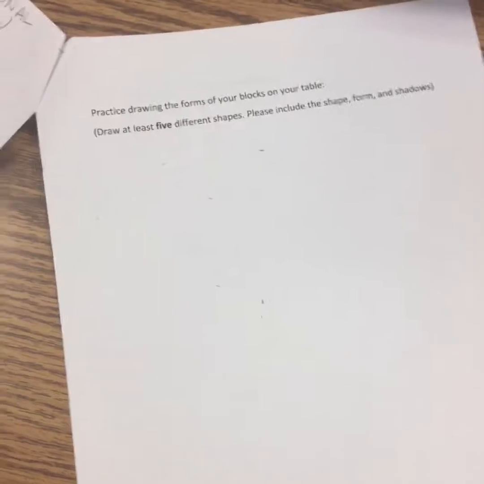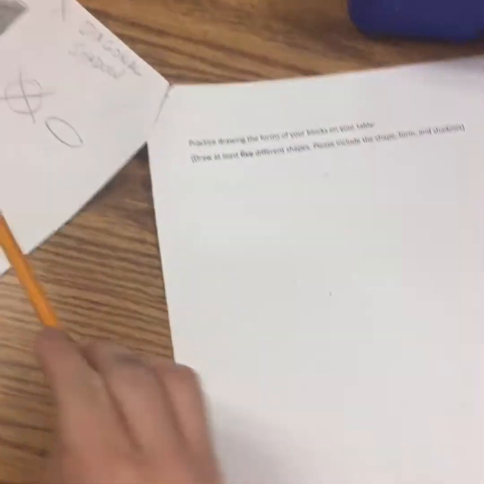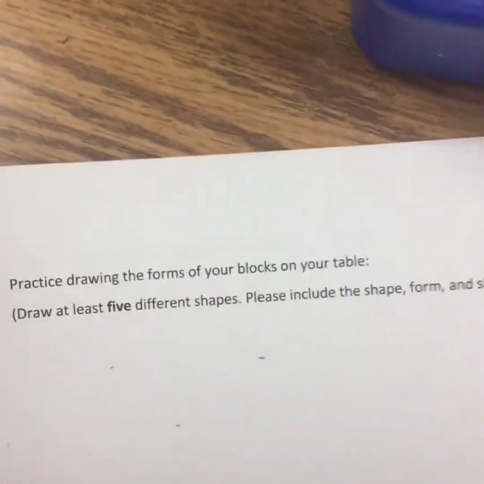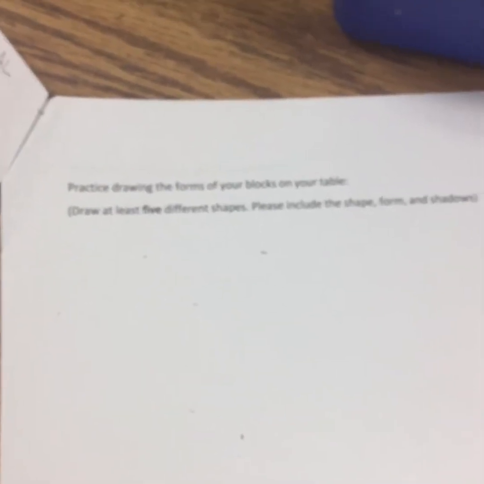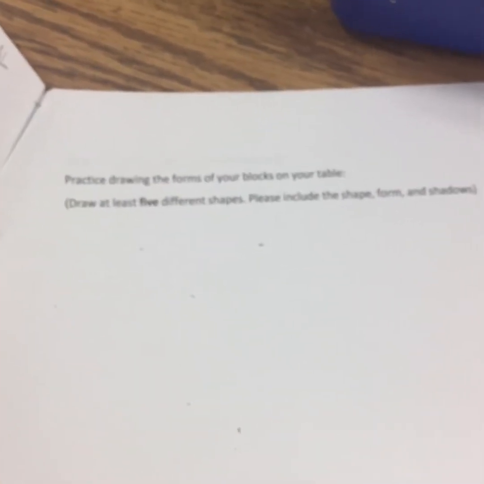Okay, so let me explain the next directions. Go ahead and place your pencils down. I'm going to show you everything that you need to know. So it says, practice drawing the forms on the blocks on your table. Draw at least 5 different shapes. Please include the shape, form, and shadows.